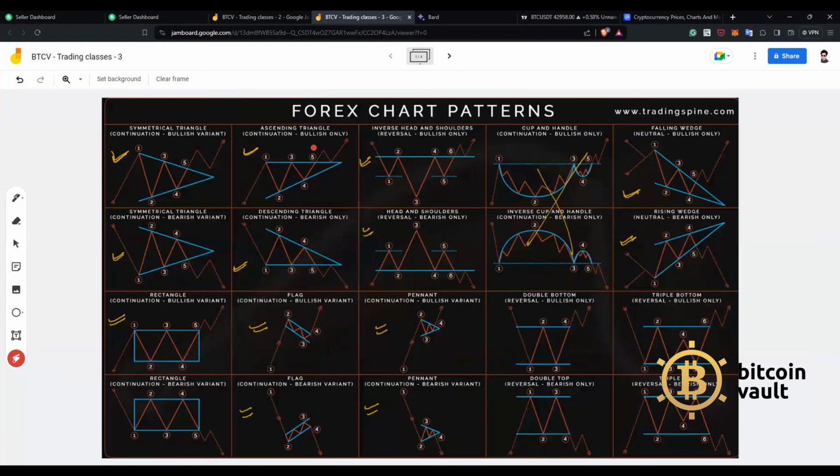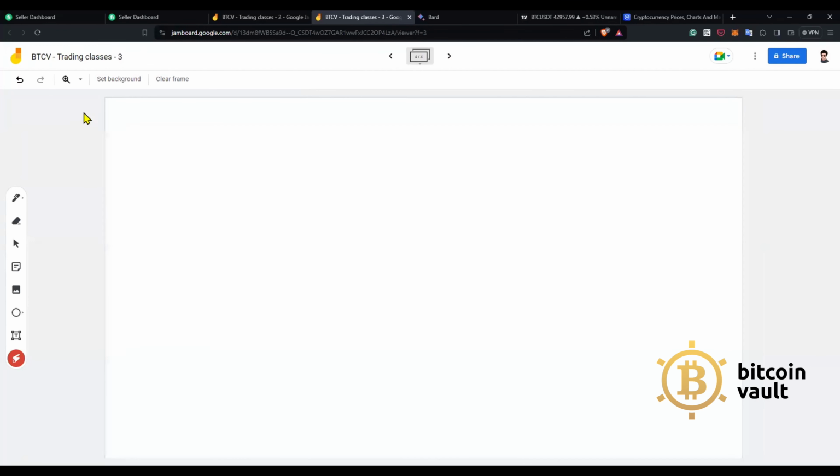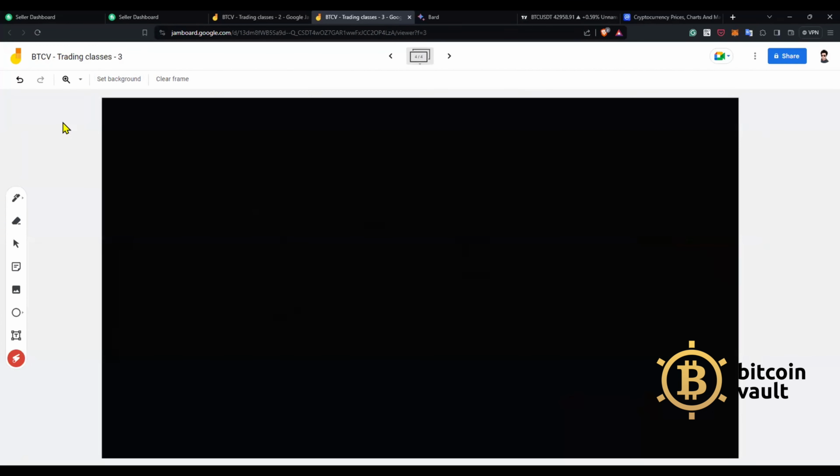Now let's discuss these ones, ascending and descending triangles. Before we move to these triangles, remember, any kind of pattern can break in either direction. It can break in the upper direction or in the downward direction. It doesn't matter if it's a symmetrical triangle, ascending triangle, descending triangle, falling wedge, or rising wedge. Remember, any kind of pattern can break in either direction. It's just that as a trader, we play on the basis of probability.